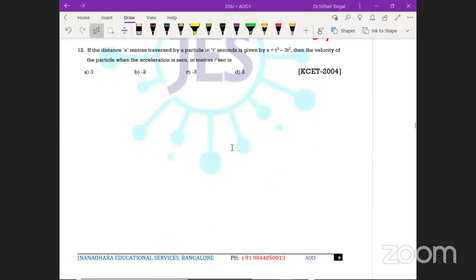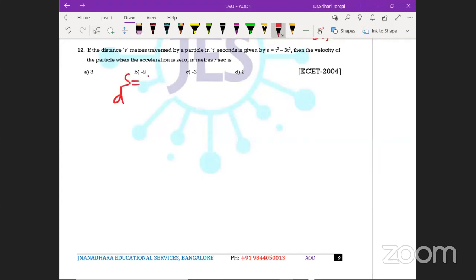Yes, try to solve this. If the distance s meters traversed by a particle in t seconds is given by s is equal to t cube minus 3t square, then the velocity of the particle when the acceleration is 0. Acceleration, to find the acceleration, you need to differentiate this twice, right?